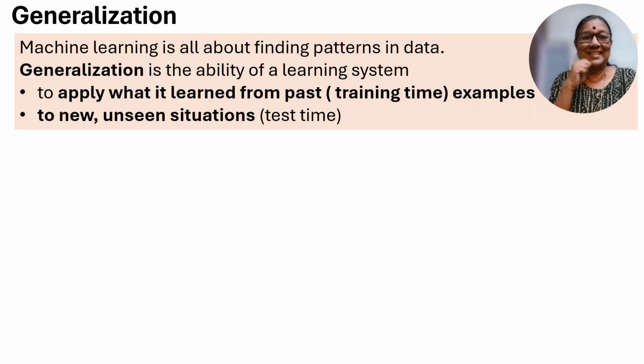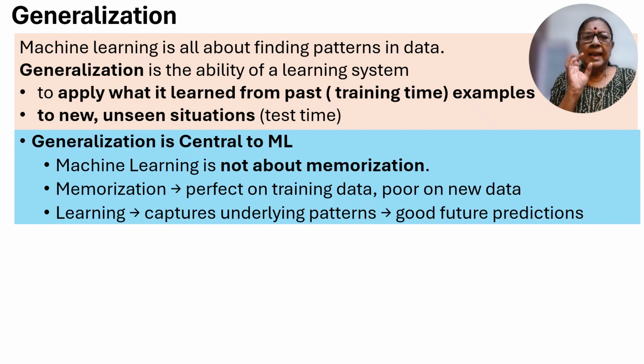Now, let's go to another term called generalization. What is generalization? Machine learning, as we know, again and again, is about finding patterns in data. So generalization is the ability of the learning system to apply what has been learned in the past, the training time examples, to unseen situations that we give it at test time. So this is generalization, and generalization is a central concept in machine learning.